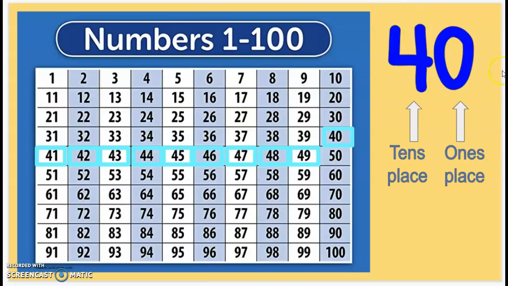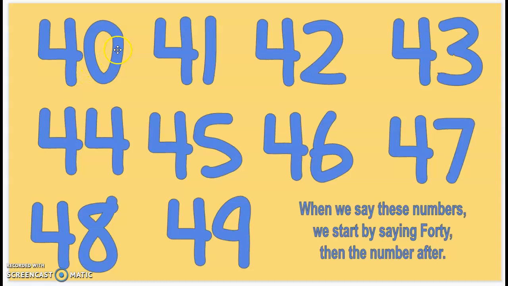All right, next, the 40 family. They have a 4 in the tens place and a 0 in the ones place. 40, 41, 42, 43, 44, 45, 46, 47, 48, 49. When we say these numbers, we start by saying 40, then the number after it. So here we have 40, and then 41, 42, 43, 44, 45, 46, 47, 48, 49.